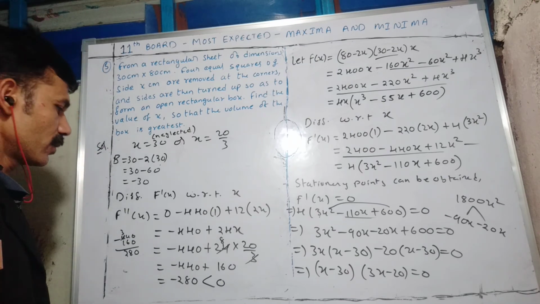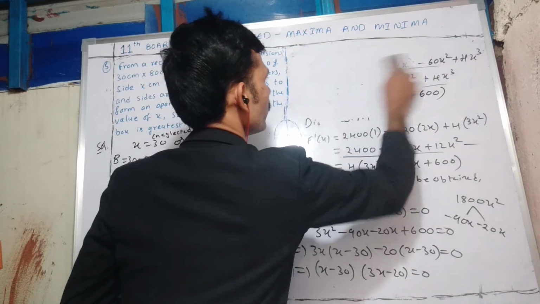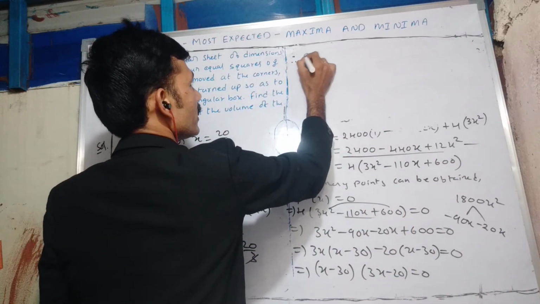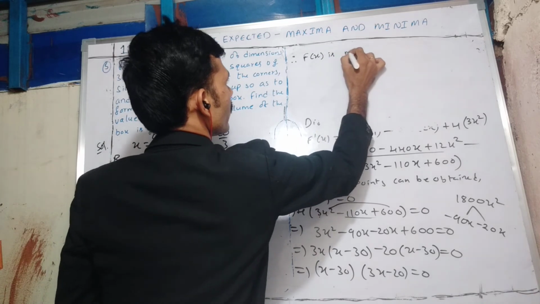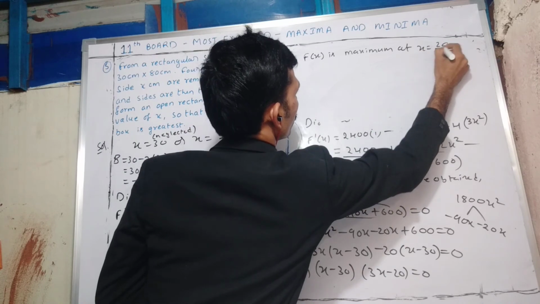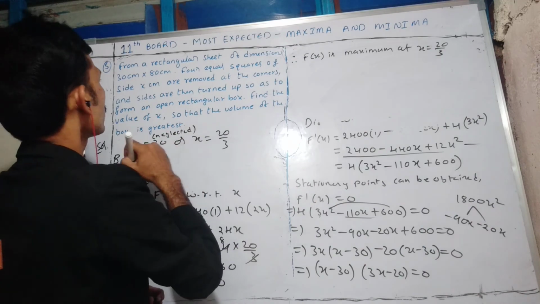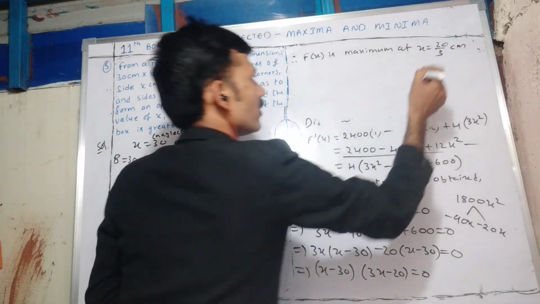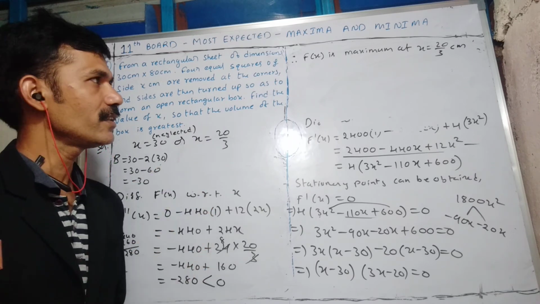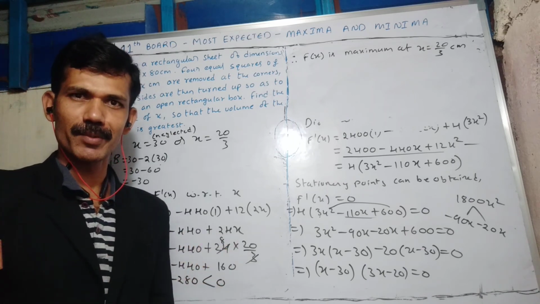Therefore, we have to write our conclusion. Then only it is finished. Just write the conclusion, and the problem is finished. Therefore, f(x) is maximum at x = 20/3. Therefore, the required length is 20/3. And what are the units? Centimeters. If you cut a square part with side length 20/3 cm from each corner, then we will get an open rectangular box with maximum volume, so that you can keep maximum sweets.